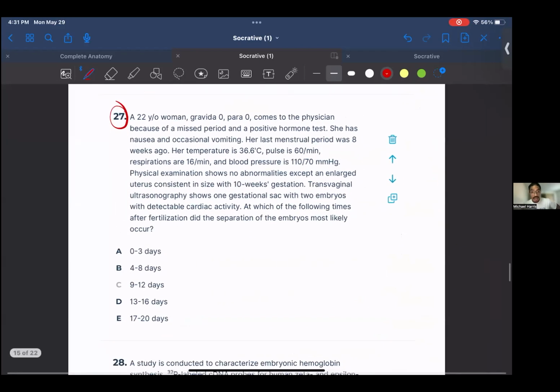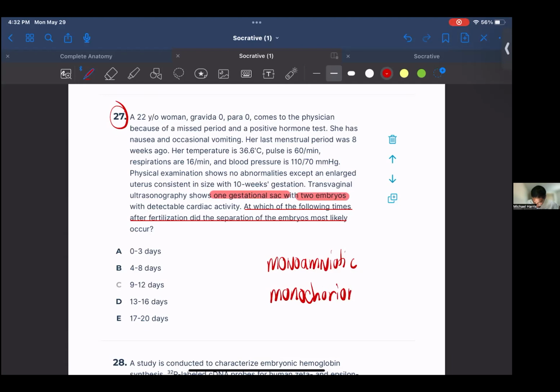Okay, so this question here is essentially what we discussed when we did EndoRepro. Because they're asking at which of the following times after fertilization did separation of embryos most likely occur? Well, what do we have? We have one gestational sac with two embryos. So this is monoamniotic, monochorionic. Okay. One amniotic space with one placenta. Which is why this ends up being this.